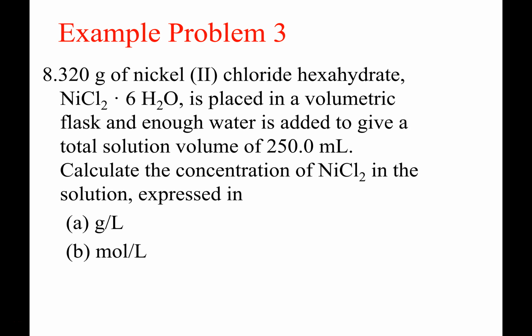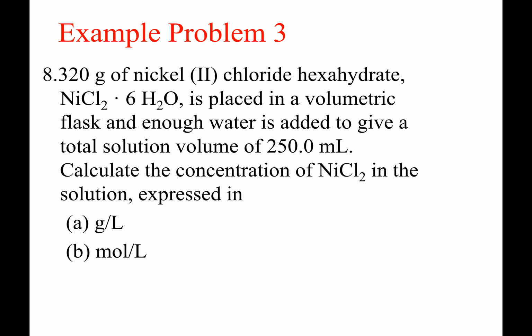So we're supposed to come up with the first A. You're supposed to come up with the grams of the solute. It's not the hexahydrate, but the nickel NiCl2, grams of NiCl2 per liter of solution. And then you're also supposed to come up with the moles of NiCl2, otherwise known as molarity, per liter of solution.